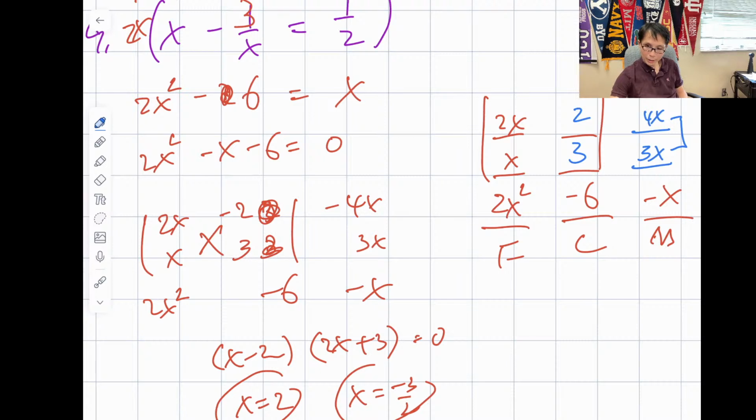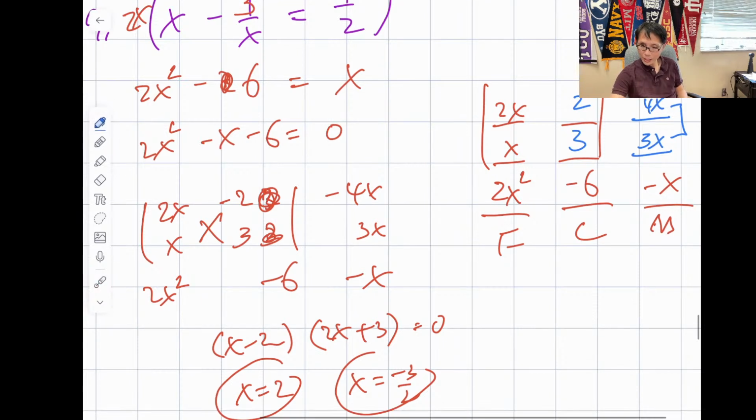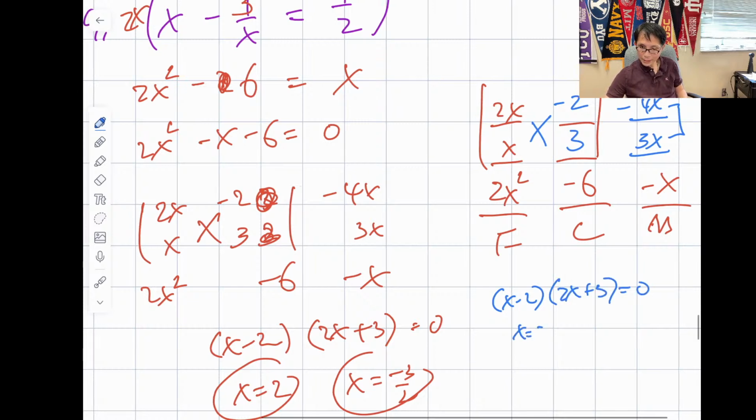Now you say, okay, well, 4x plus 3x does not give you negative x. But the thing is, 2 times 3 is not negative 6 either. So one of them must be negative. So this one must be negative. And then it'll be x minus 2. So x equal to 2, x equal to negative 3 over 2.